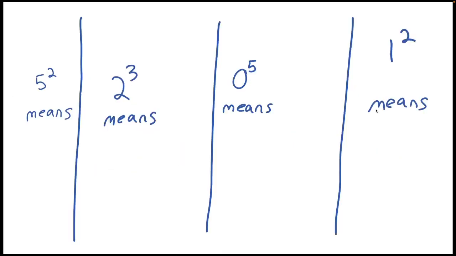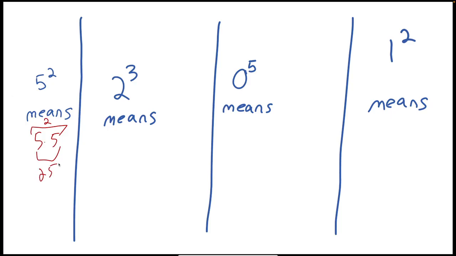Now, what do they actually mean? We've learned how to say it. How do we actually work with the math here? So 5 to the 2nd power just means 5 times 5. Notice that there are 2 of these. And then you just evaluate. 5 times 5 is 25, final answer.